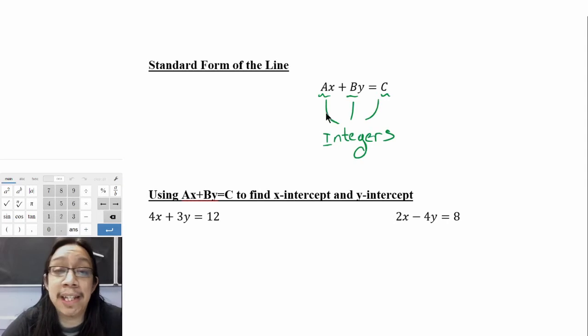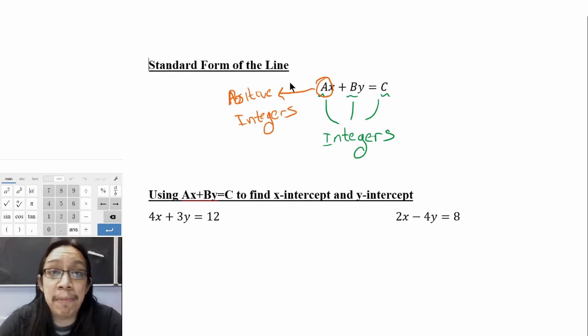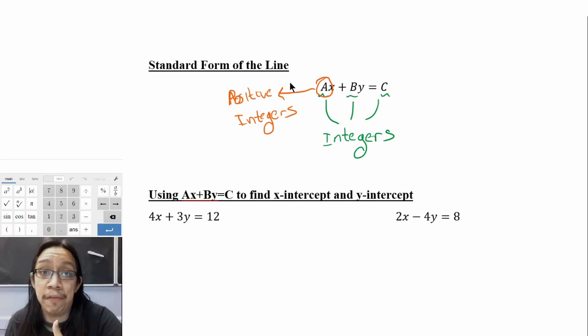So usually in standard form problems, there's going to be numbers located in these spots. Now, to be a little bit more specific here, the letter A in particular is always going to be a positive integer. And that's just based on the definition of how we write the standard form of a line. So just keep that in mind. The standard form usually has two variables on one side of the equation and usually a whole number chilling on the other side of the problem.